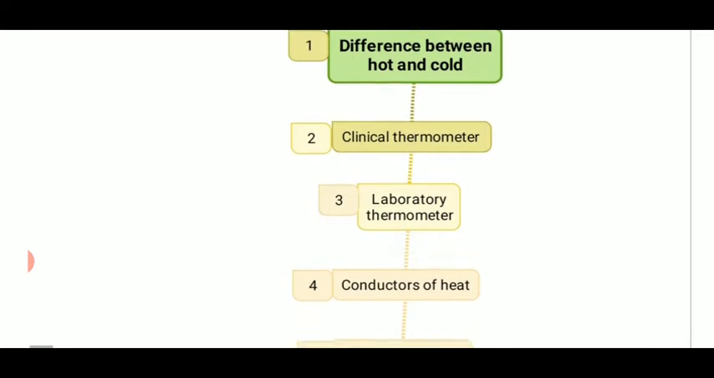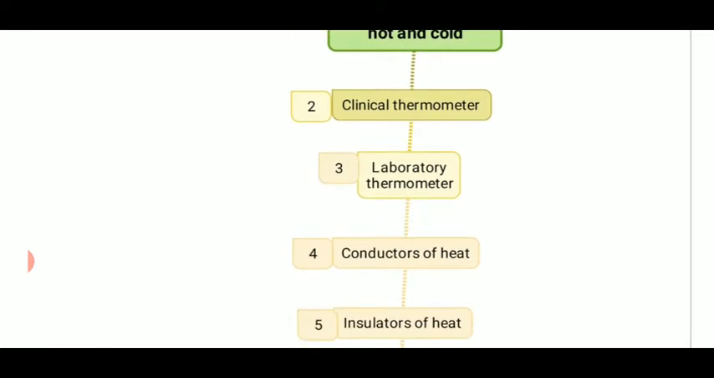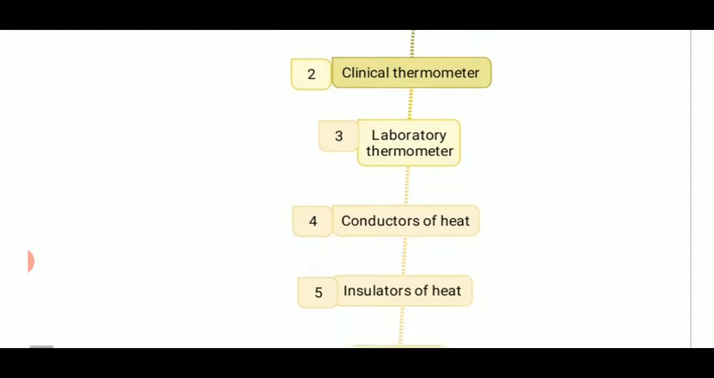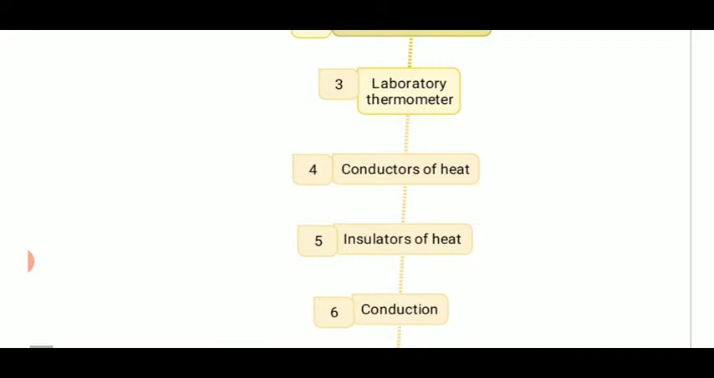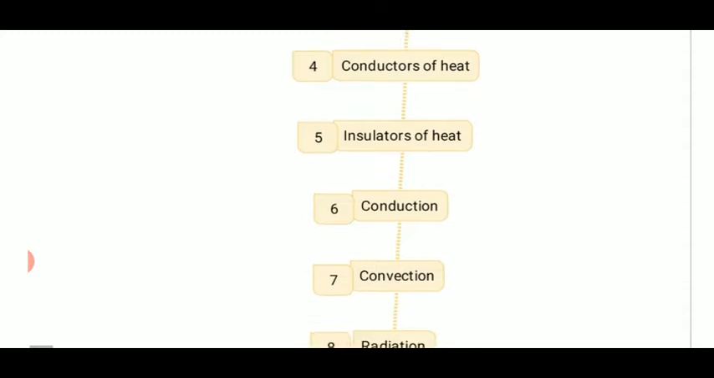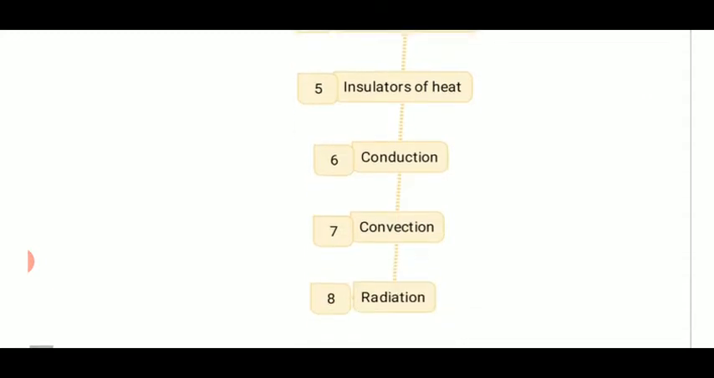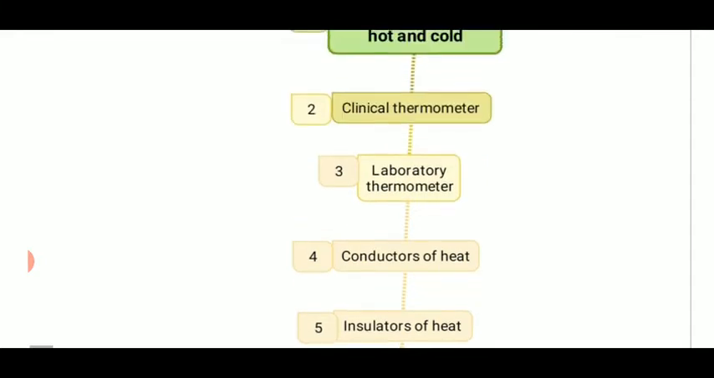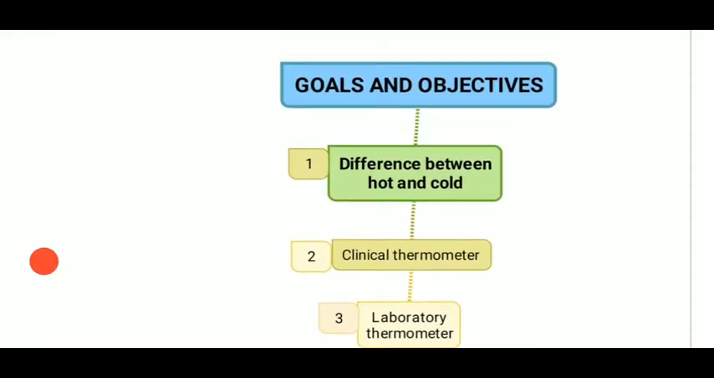Then we will also learn about the instruments that are used to measure temperature, that is clinical thermometer and laboratory thermometer. And proceeding further, we will also learn about conductors and insulators of heat. And at last, we will be discussing about modes of transfer of heat, where we will be learning about conduction, convection and radiation. So these are the major goals and objectives of the chapter.